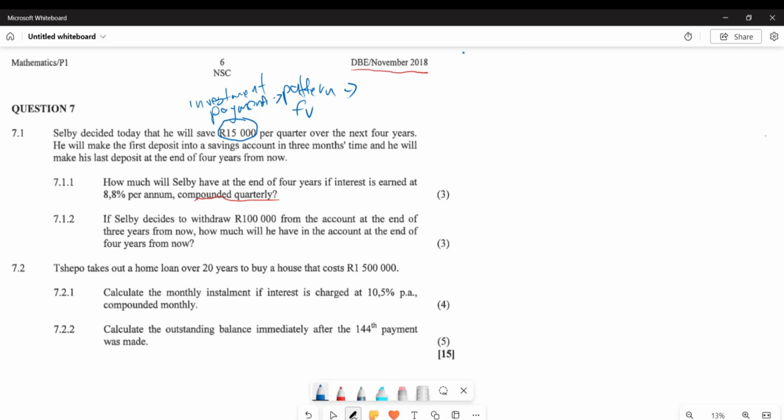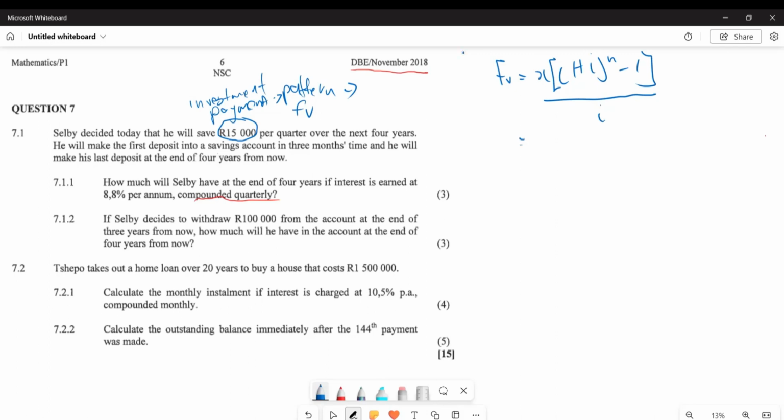Are we together? Because look, the 15,000 is deposited quarterly, which means each and every quarter for the next coming 4 years. So let's see what Selby will have. The future value formula is given by x times 1 plus i to the power of n, subtract 1, over i.